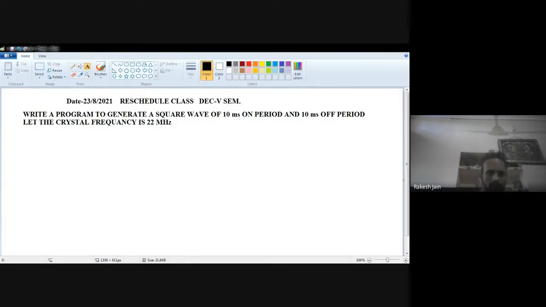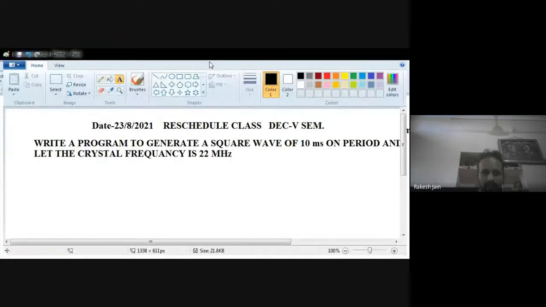So let's see first of all this MS Paint file. Here it is written: write a program to generate a square wave of 10 millisecond on period and 10 millisecond off period. Let the crystal frequency be 22 megahertz. First of all, keep in your mind that the standard crystal frequency for 8051 microcontroller is always 11.0592 megahertz. 11.0592 megahertz is the standard crystal frequency.